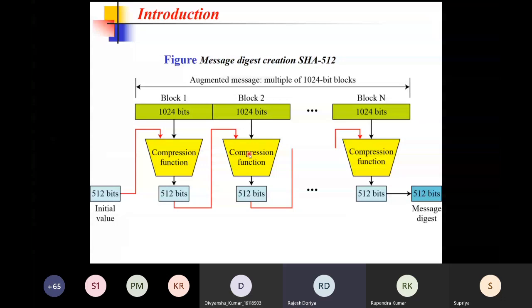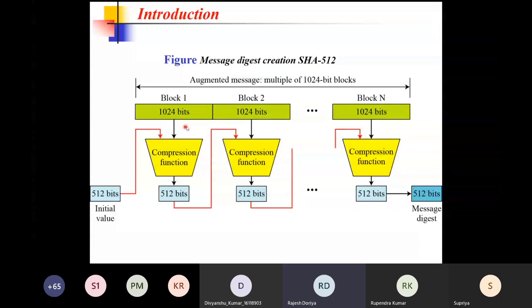Whatever message we have got, again we need to convert that message into a number of chunks, or you can say into a number of smaller blocks of size 1024 bits. So the original message will be converted into a number of equal sized blocks. Here the size of the block is 1024 bits. Then each block will go through a function.